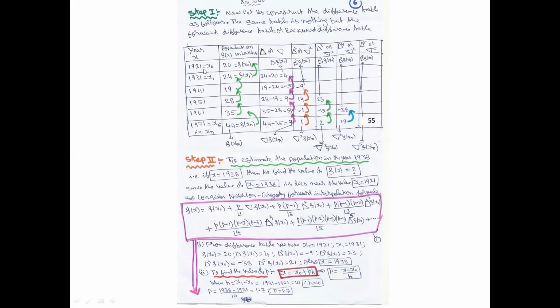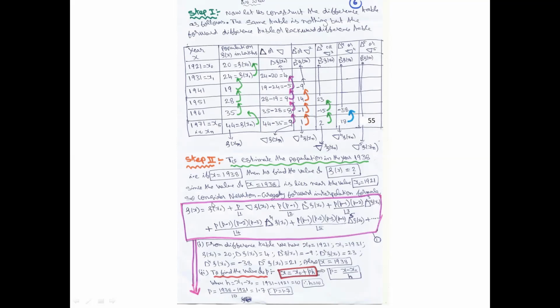x1 is 1931, x naught is 1921, so h is 10. Substitute the values: x is 1938 minus 1921 divided by 10. p is equal to 1.7. Now the value of p is known, and the remaining values we can list out from the table. Substitute all the values and simplify. That will give the value of f of x when x is equal to 1938.